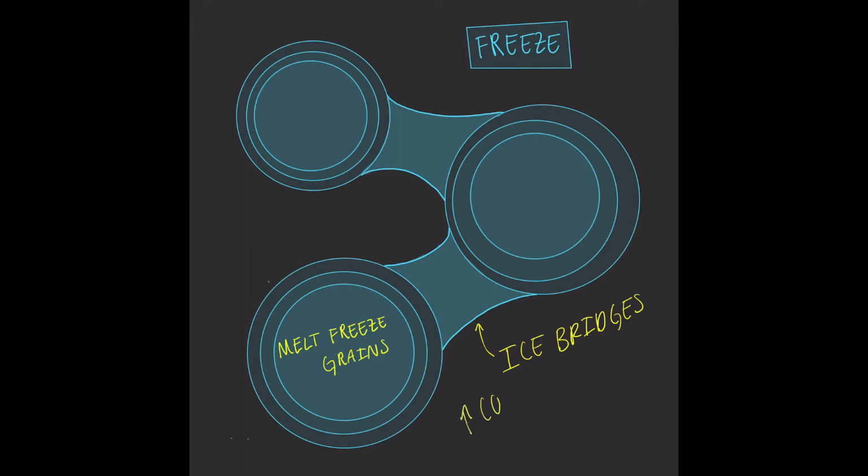And the formation of these ice bridges increases the cohesion of the snowpack, which in turn increases the stability of the snowpack. So as the amount of free liquid water in the snowpack decreases, the stability goes up.